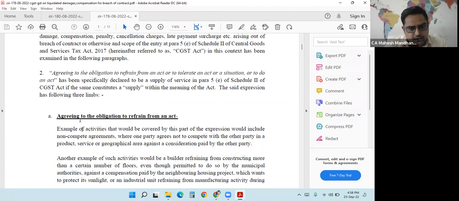So in consideration of entering into such an agreement with the partnership firm, that partner, say Mr. A, will not engage in certain activities which are carried on by the firm for a certain period of time. The partnership firm will pay X amount to Mr. A. So this is a clear-cut contract or agreement between the partnership firm and Mr. A, and Mr. A is agreeing to the obligation to refrain from an act. In this case, whatever amount will be paid or payable by the partnership firm to Mr. A will be liable to tax under GST as a taxable supply.